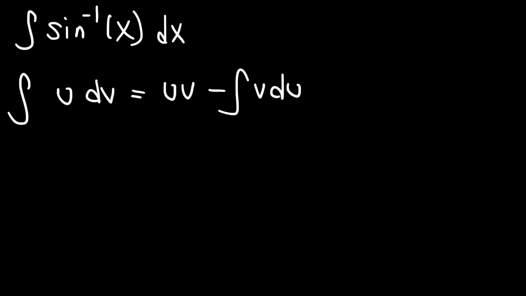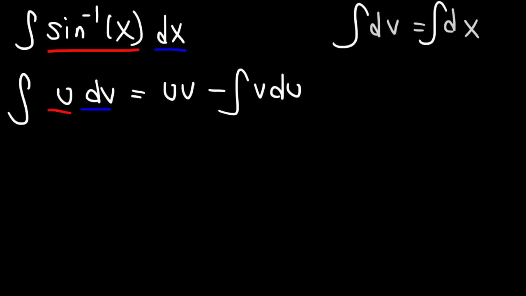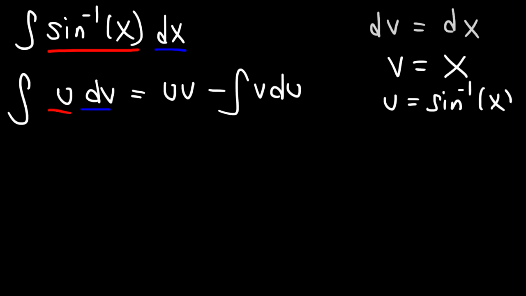So what we're going to do is make u equal to arcsine x, and dv is going to be dx. If dv is equal to dx, and if we integrate both sides, then we can say that v is equal to x. Now, u is equal to the arcsine of x. Therefore, what is du?